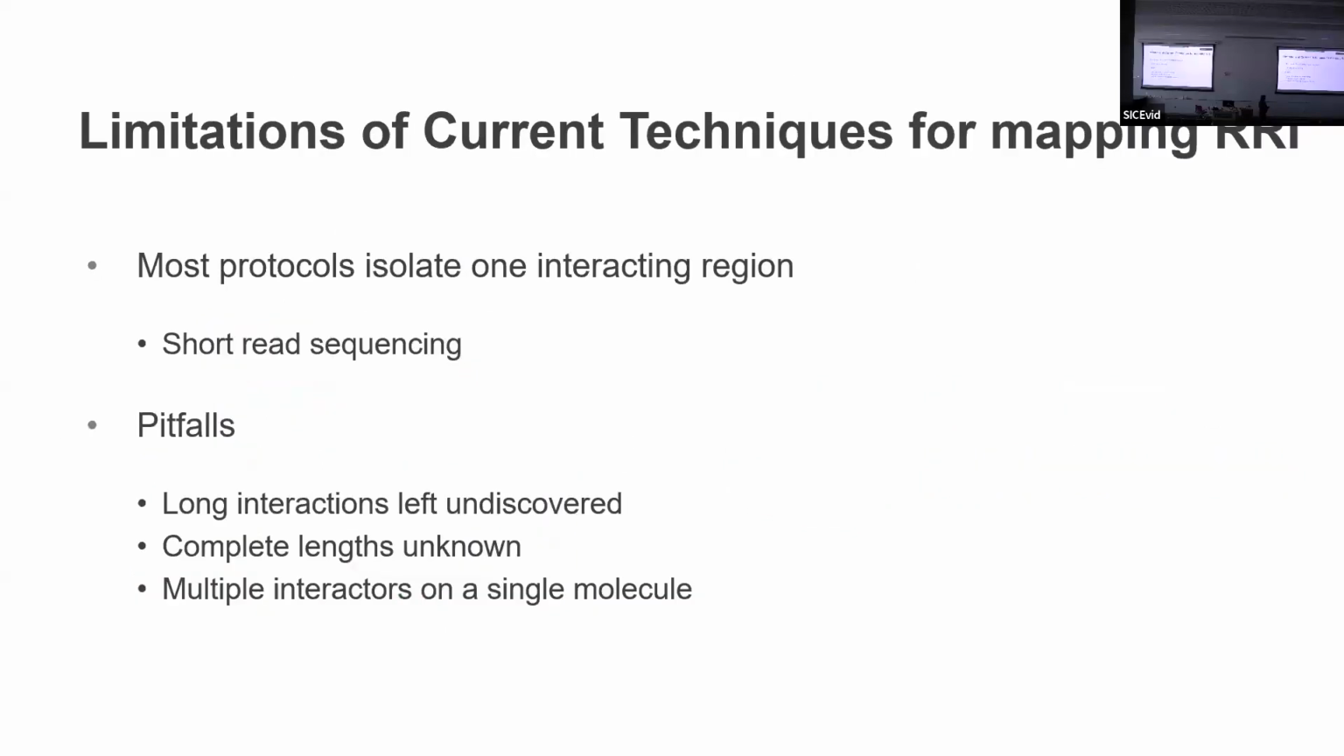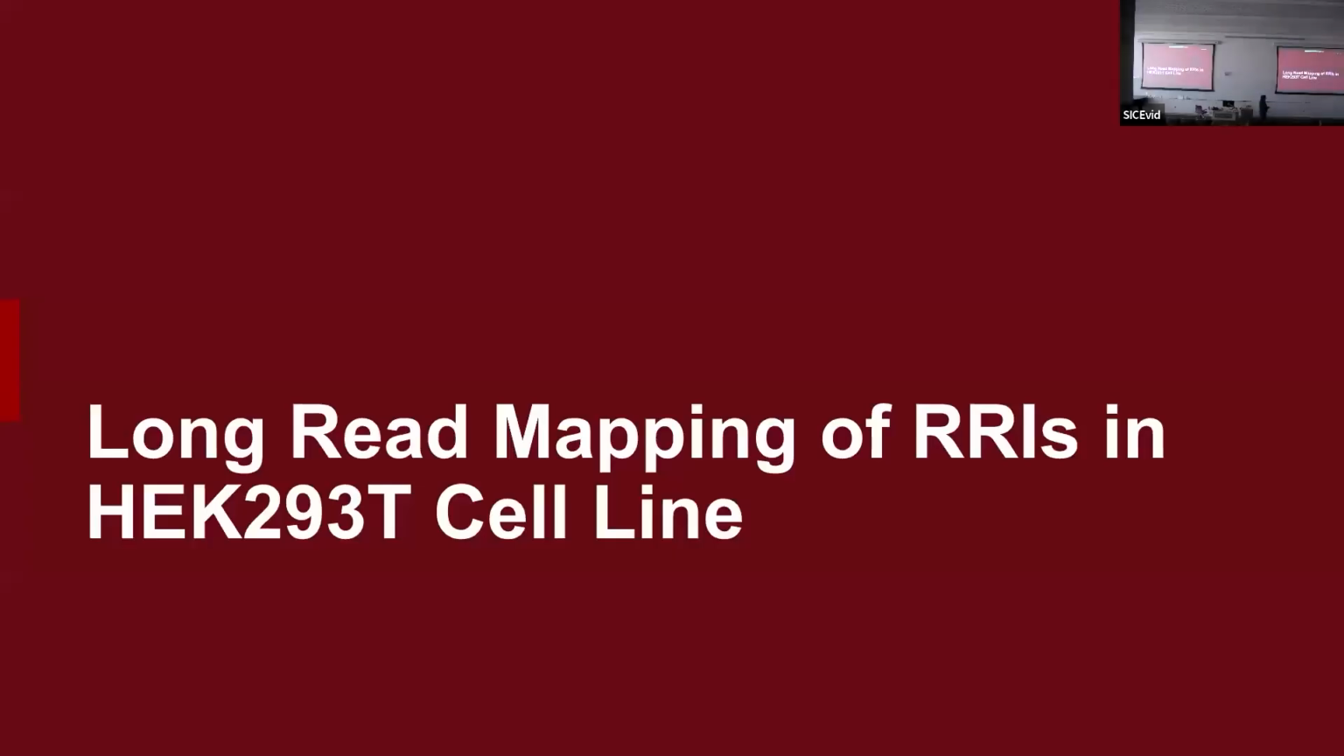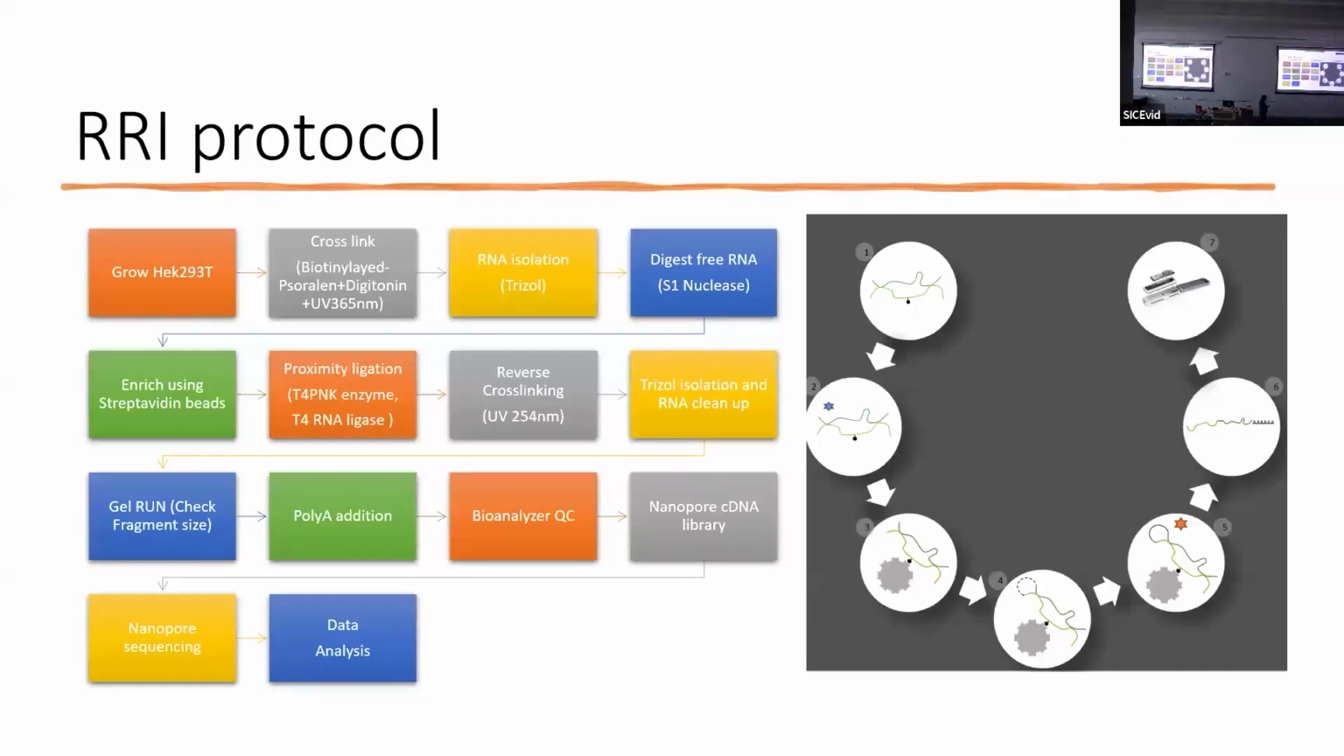So we try to address these challenges by trying to identify the complete lengths of the interactions. Our approach is using nanopore on a human embryonic kidney cell line. By now you should have realized that I love cell lines, and we have used HEK293 as a cell line for mapping these interactions. This is the complete flow. Again, I'm going to skip all the details. If you're interested, we can always talk. The end product is mapping RNA-RNA interactions through cDNA sequencing.